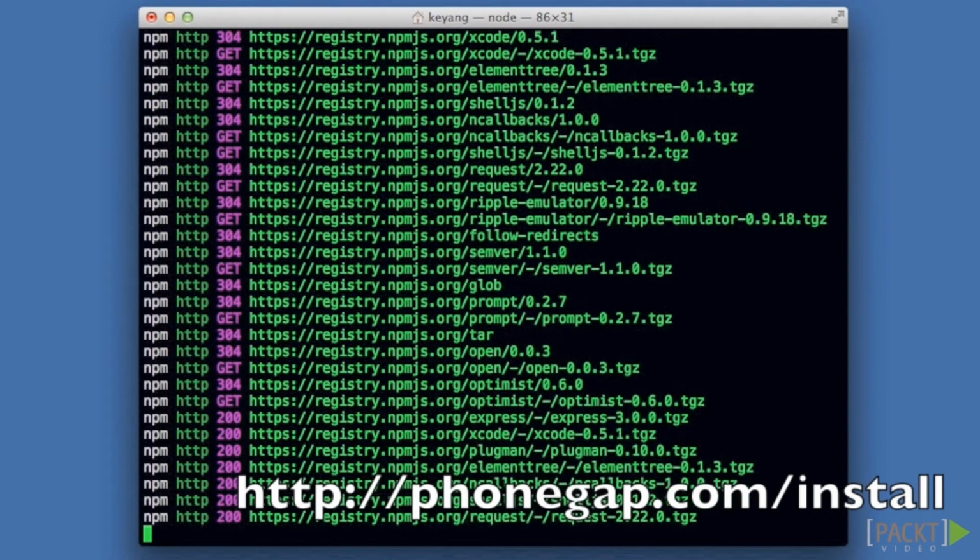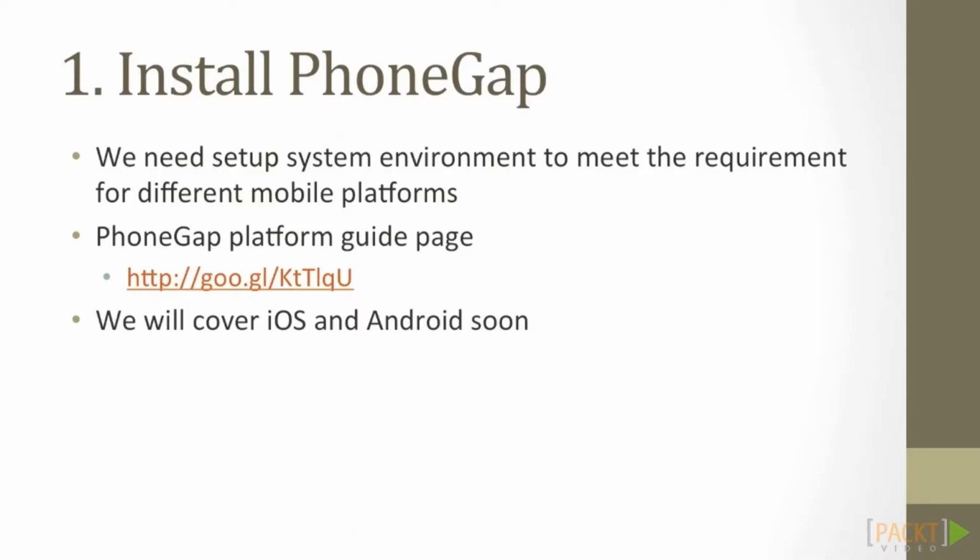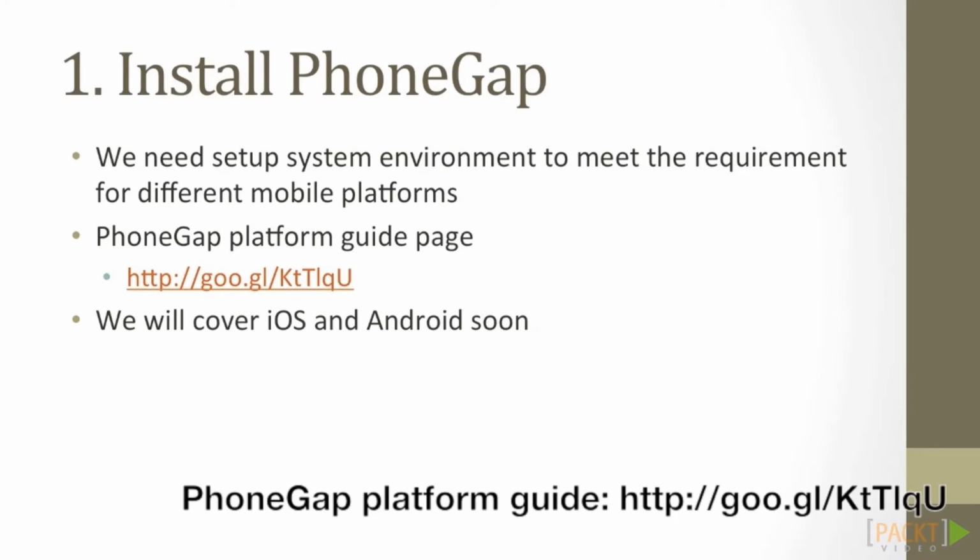Once the installation is finished, we need to check if our system meets the minimum requirement for different mobile platforms, for example Xcode for iOS, Android SDK for Android, and so on. You can find the steps to set up your environment on the PhoneGap platform guide page. The next video will cover it for iOS and Android.